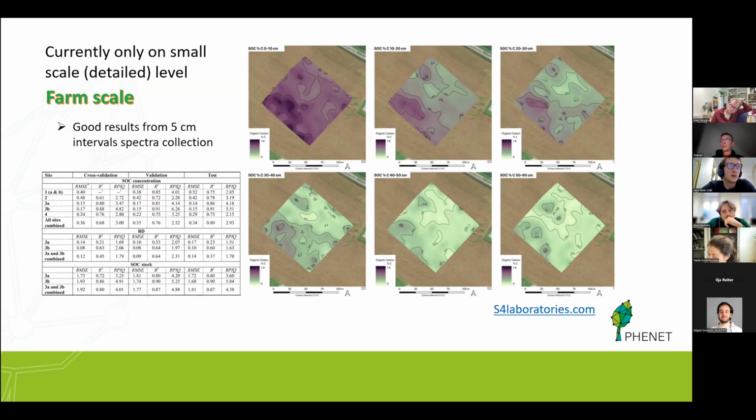You can see that for organic carbon concentrations, we have a coefficient of determination, an average of 0.76, which is almost very good. For bulk density, these results are lower, but still significant.